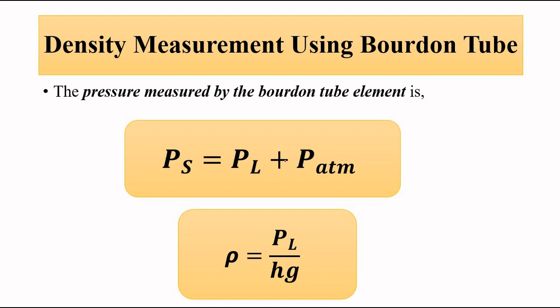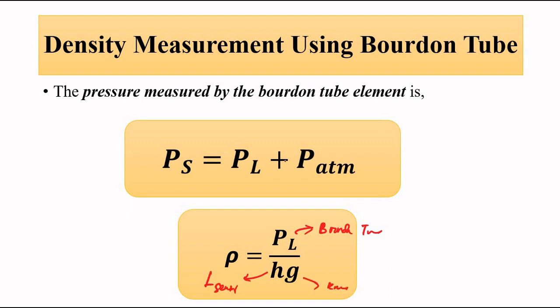And from this, we can calculate the density rho, which is given by rho = PL by GH, because PL is calculated using the Bourdon tube, H is calculated using the inductive sensor, and G is already known. It is a constant, 9.8 meter per second square.